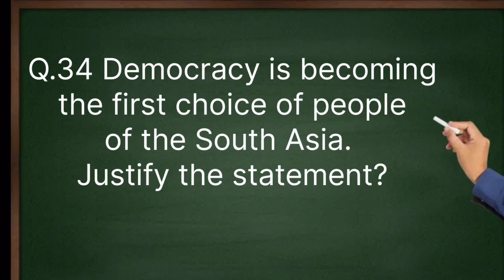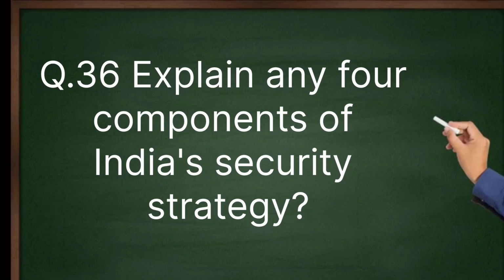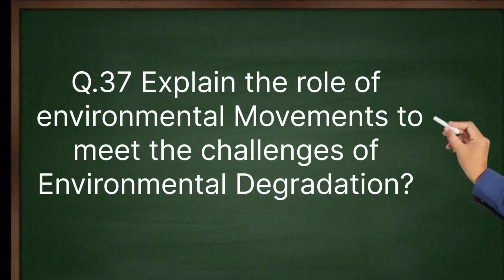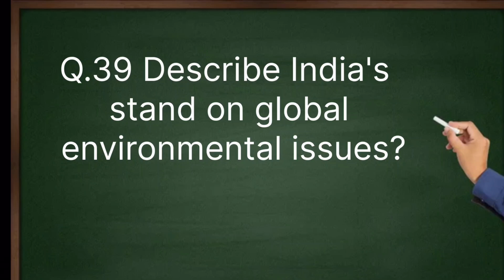Democracy is becoming the first choice of people of South Asia. Justify the statement. Assess the importance of international organizations like United Nations in contemporary world. Explain any 4 components of India's security strategy. Explain the role of environmental movements to meet the challenges of environment degradation. What are global commons? Why is it said that international cooperation over global commons is not easy? Describe India's stand on global environmental issues.